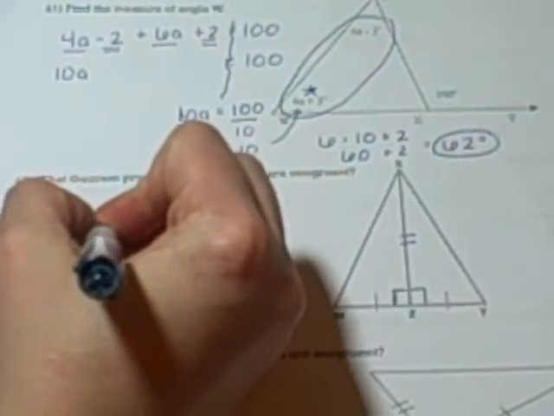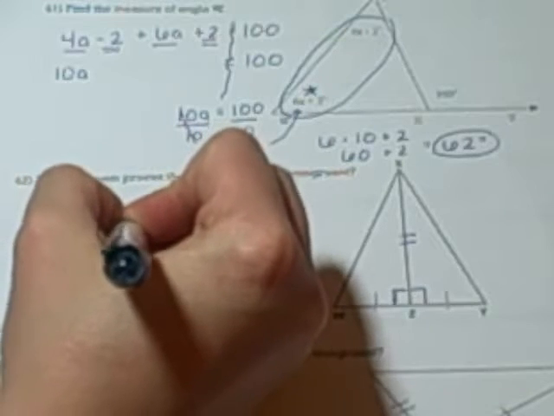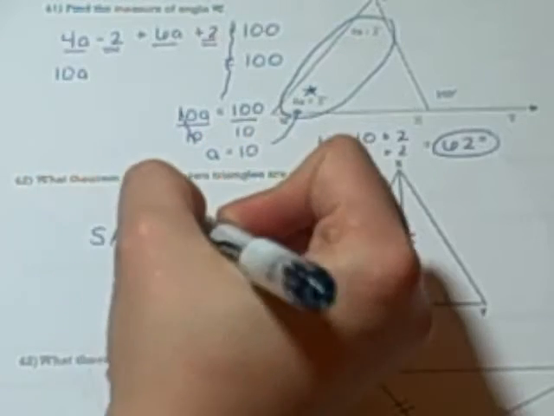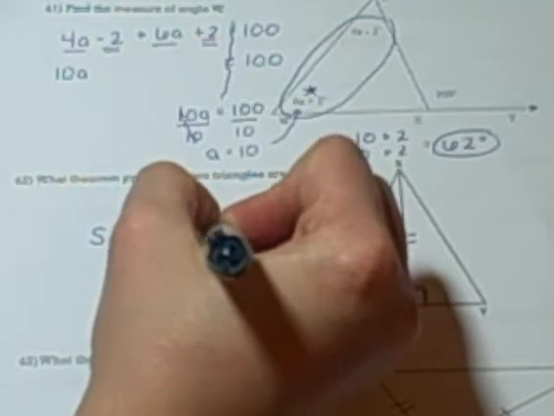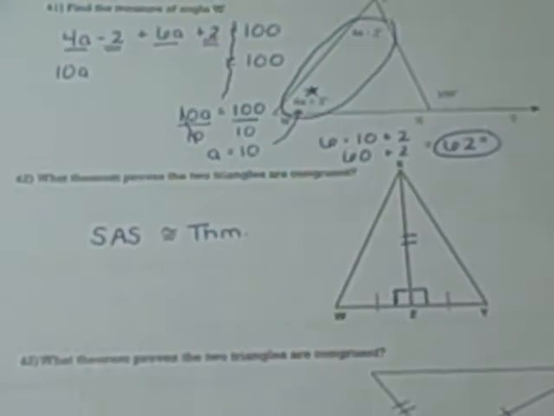What I do have here is a side, an angle, and another side. And that angle is between the two congruent sides in both triangles. So that would be the SAS congruence theorem. Okay. SAS stands for side, angle, side. And that means that the angle is sandwiched in between the two sides.